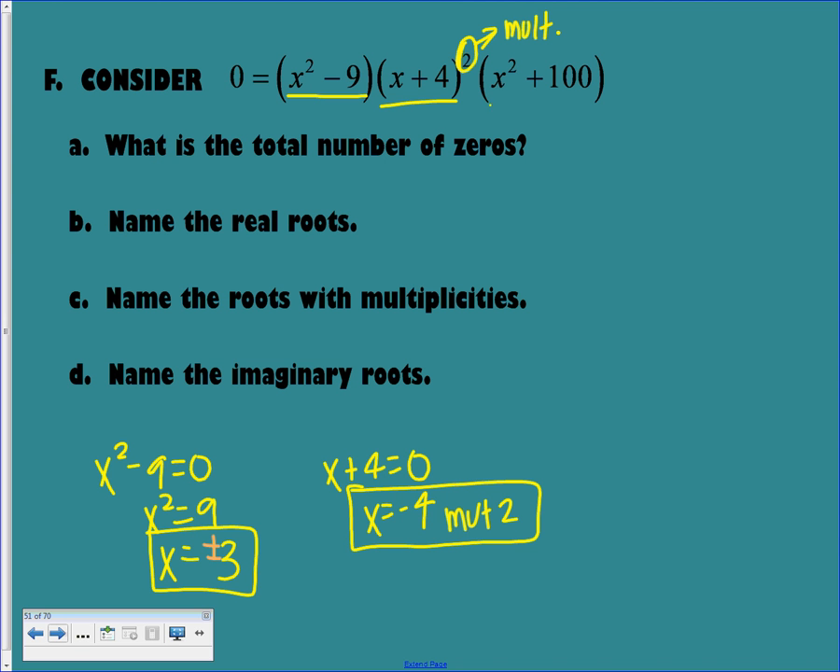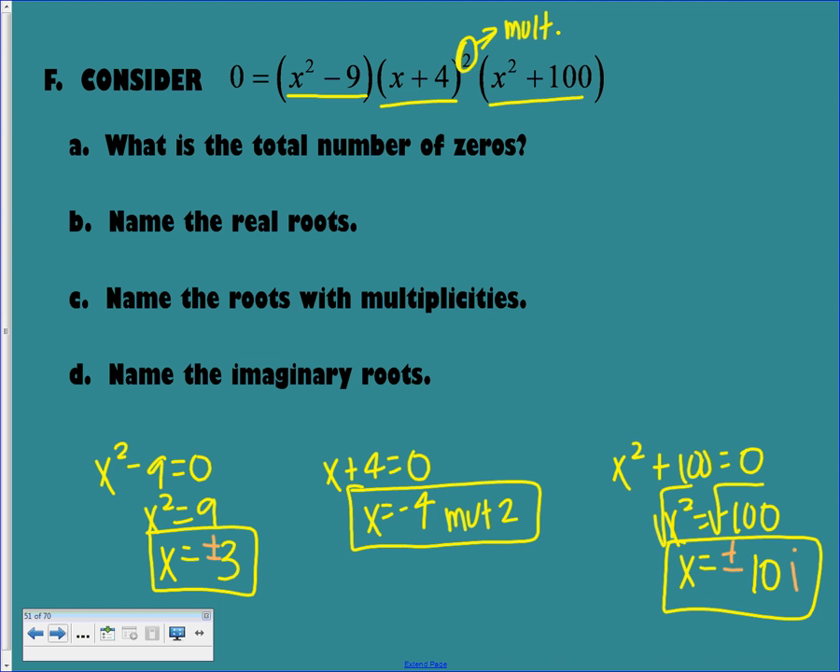All right, now let's look at our third factor. So now we've got x squared plus 100 equals 0. If we go to solve that, I'm going to subtract 100. But now I'm square rooting a negative 100. Again, anytime I square root, I get a plus or minus, so no big deal there. But remember, when you square root a negative, you need an i. So this one becomes plus or minus 10i.